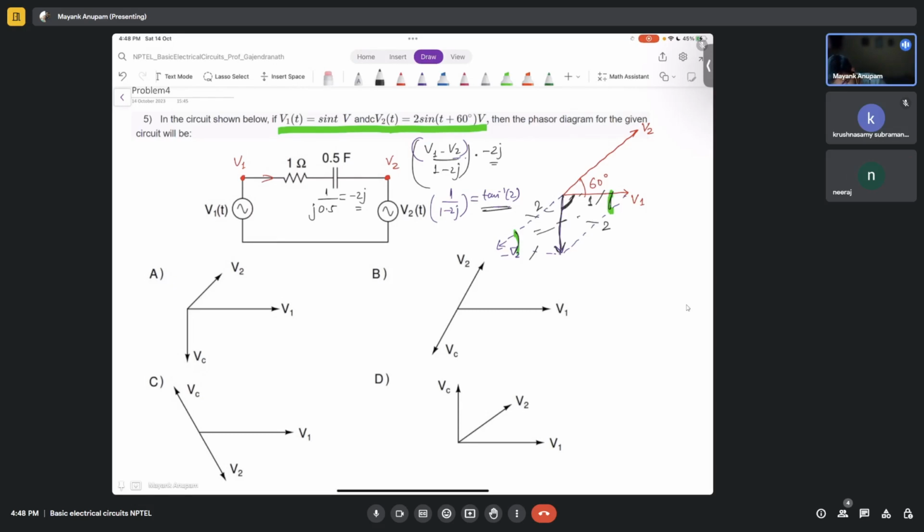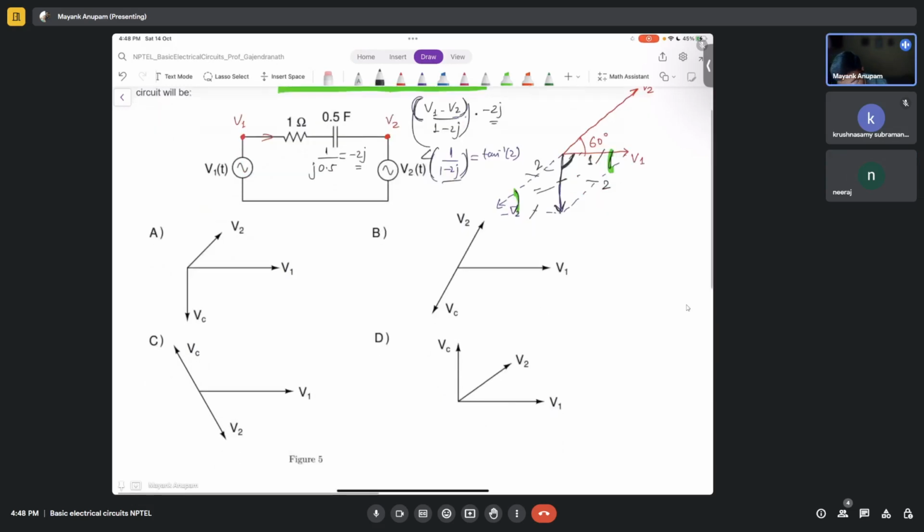And then 1 over 1 minus 2j is tan inverse of 2, right? The angle of this is equal to tan inverse of 2, correct? Because it is minus of tan inverse of minus 2. That is why it is tan inverse of 2. And this tan inverse of 2 will add in angle with the V1 minus V2 angle, right?